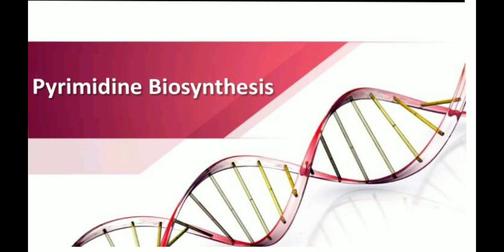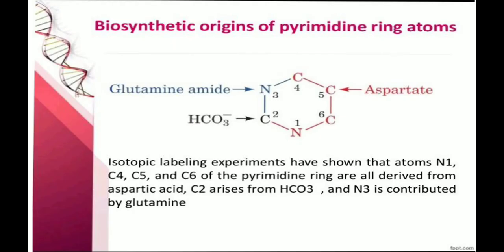In the last video, I talked about purine biosynthesis, which, in the case of de novo biosynthesis, involves 11 steps. In the case of pyrimidine biosynthesis, de novo synthesis involves a 6-step reaction. So this pyrimidine biosynthesis is quite a simpler process as compared to purine biosynthesis.